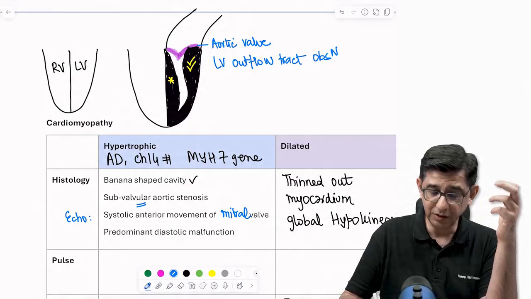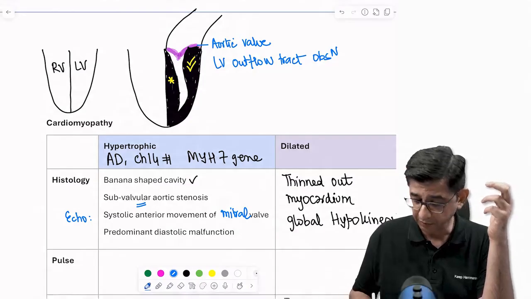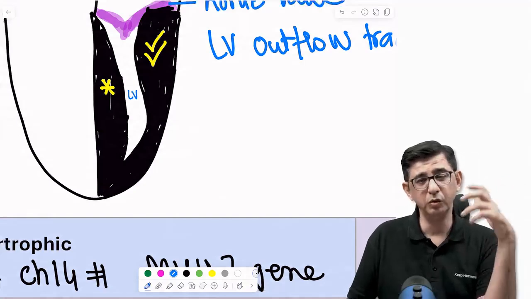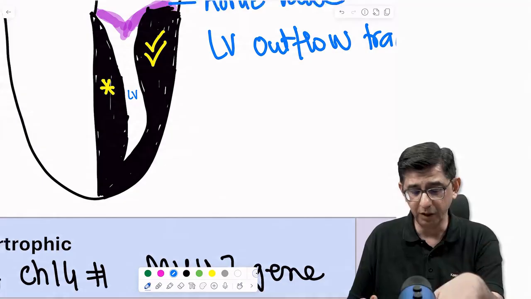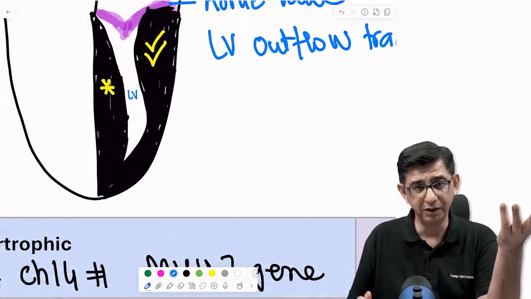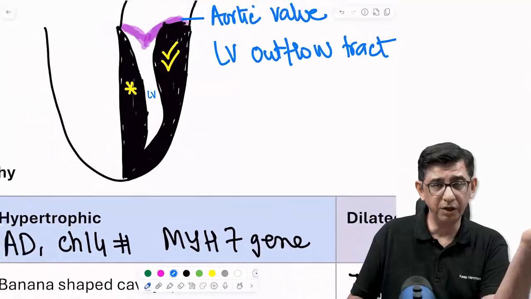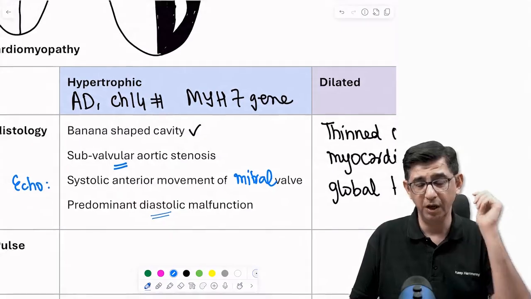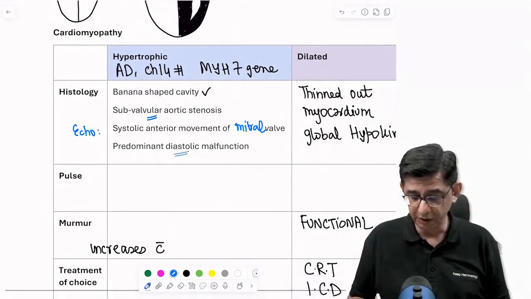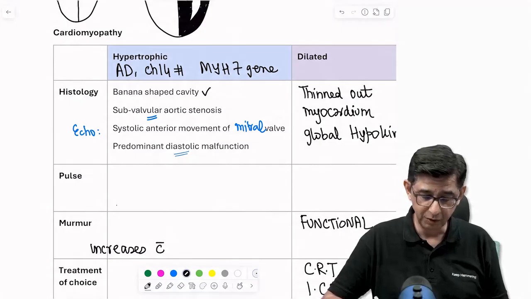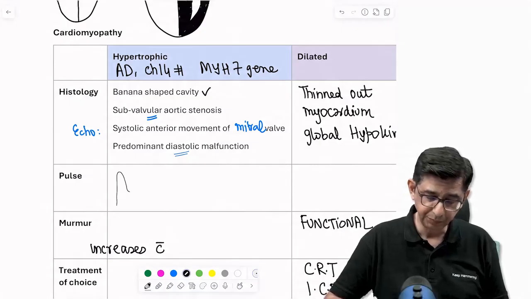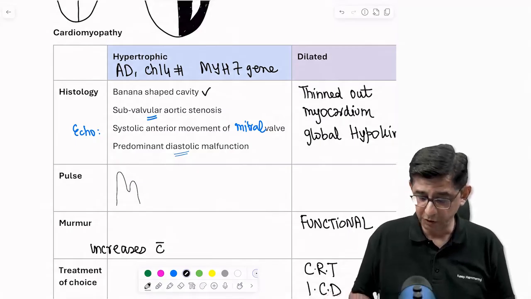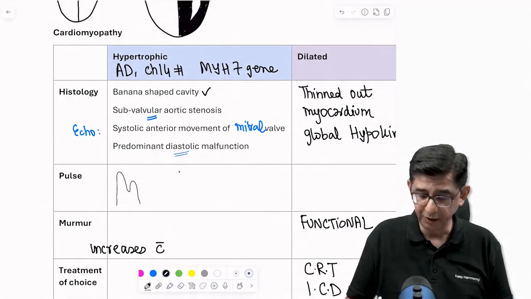As you can see, the size of the cavity of the left ventricle is even smaller than the cavity size of a normal person. So the end diastolic volume in this banana-shaped cavity of the heart will be lesser than 130. Less blood will come in, less will be going out, and that is why this is predominantly a diastolic malfunction. Now, the pulse found in this condition has been asked in the FMG exam. This pulse will have two peaks, one bigger than the other, and this is referred to as pulsus bisferiens, as already explained to you.